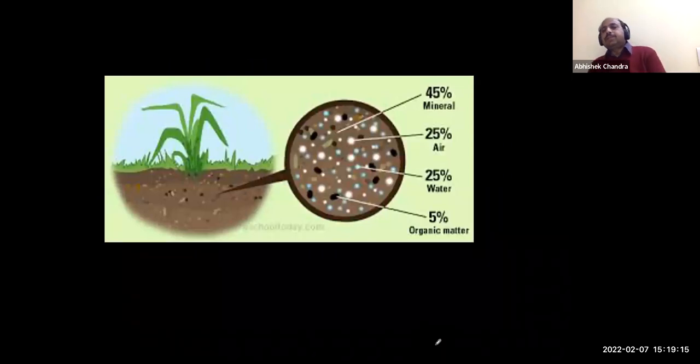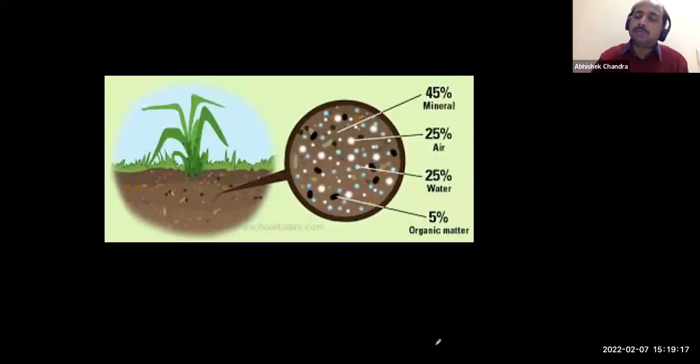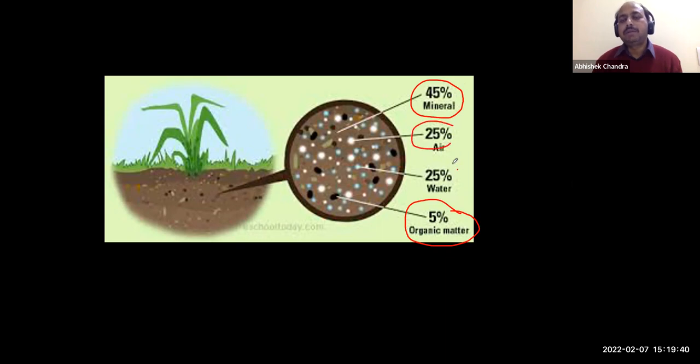So firstly, we can understand what soil is and what its basic components are. Soil is made up of four components. 5% is organic matter, which is very little but very important. 45% is mineral, which comes from the weathering of rock. 25% is air, and 25% is water.